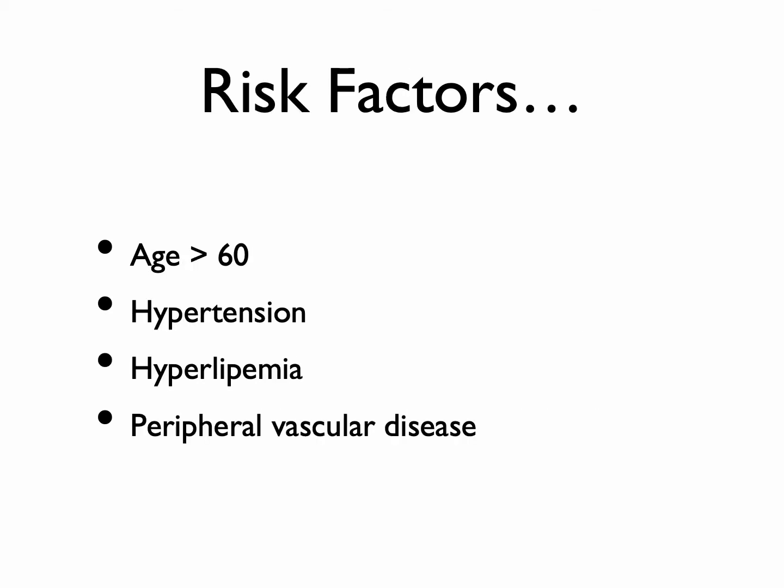So your risk factors for having an abdominal aortic aneurysm are being over the age of 60, a background of hypertension, having high cholesterol, and peripheral vascular disease as well.